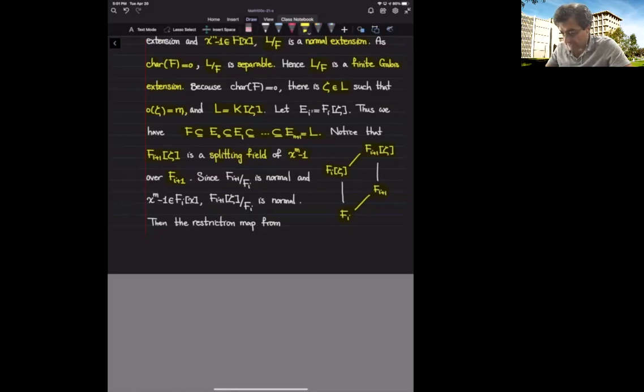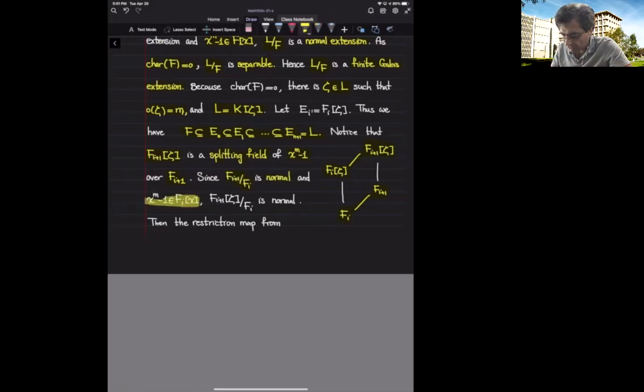So because x^m - 1 belongs to the base of this tower, and F_{i+1} joint zeta is a splitting field of x^m - 1 over this field, we deduce that F_{i+1} joint zeta is a normal extension over F_i. Characteristic 0, therefore it's a Galois extension. So again, F_{i+1} over F_i is a normal extension.